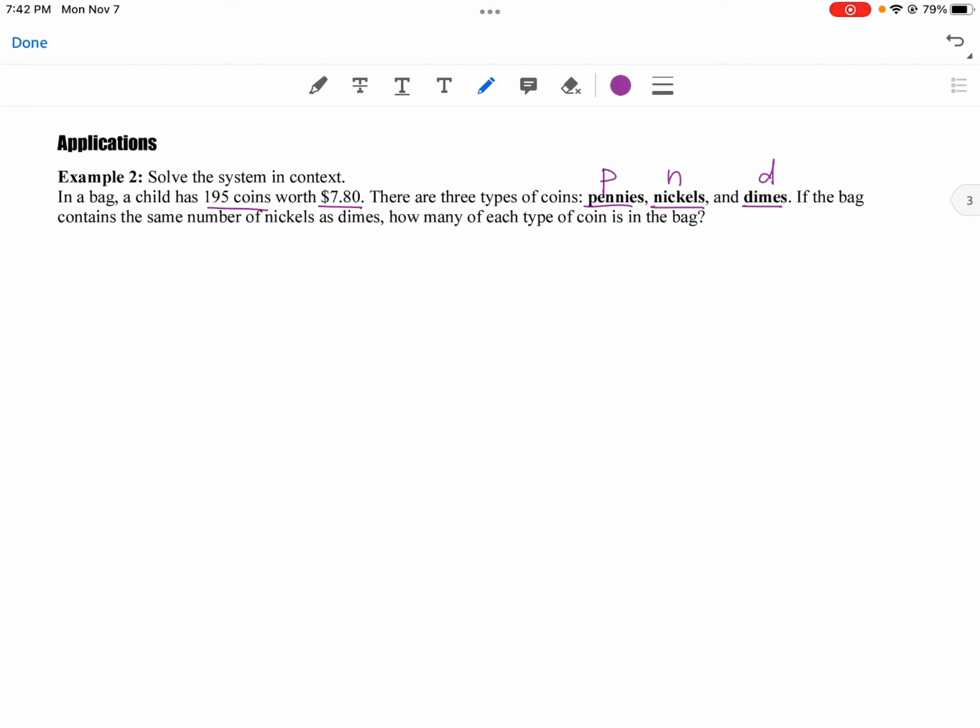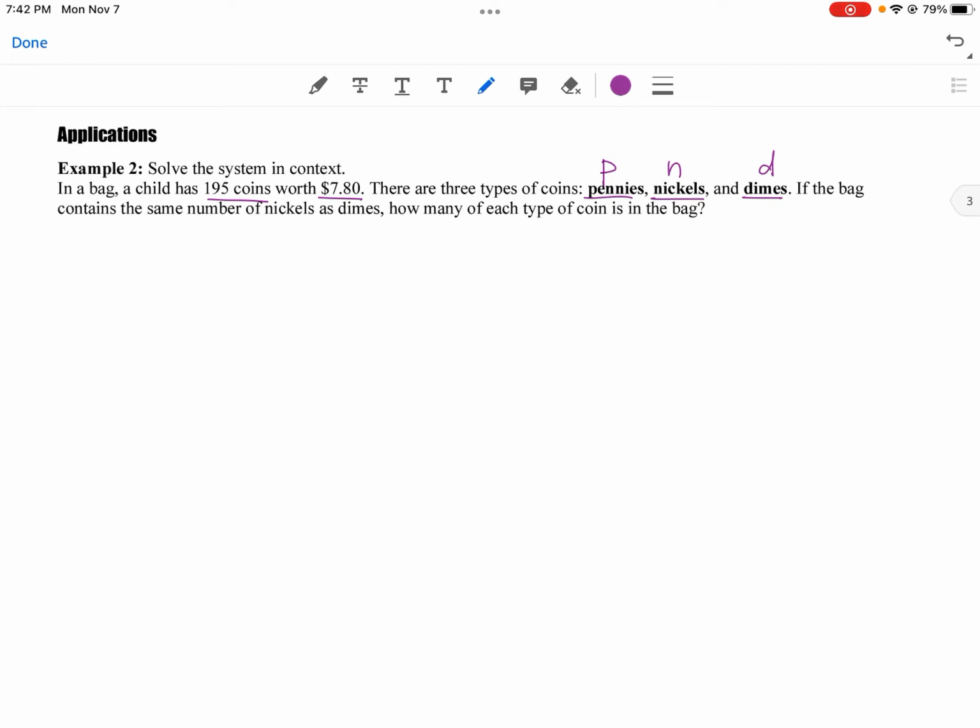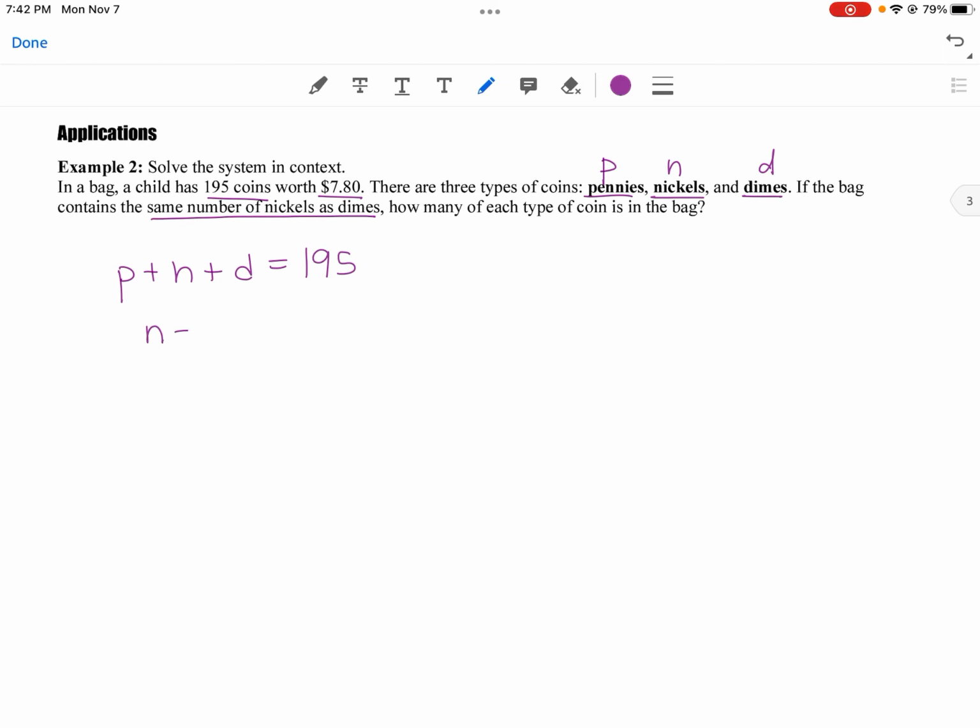Okay, so let's first of all think about it. If there's a total of 195 coins, that means if we add our pennies, our nickels, and our dimes, we'll have a total of 195. Same numbers of nickels and dimes, that means whatever N is, it's going to equal D. N equals D. Then you've got this amount of money. So this is where you're going to remember that pennies are 1 cent, nickels are 5 cents, dimes are 10 cents.